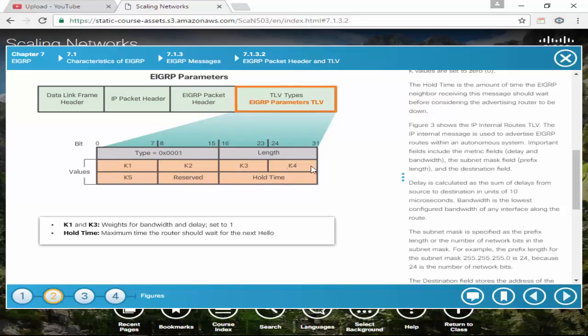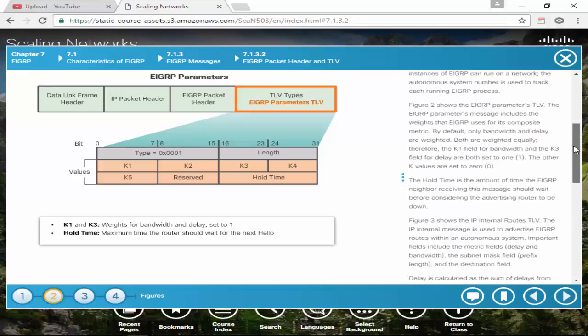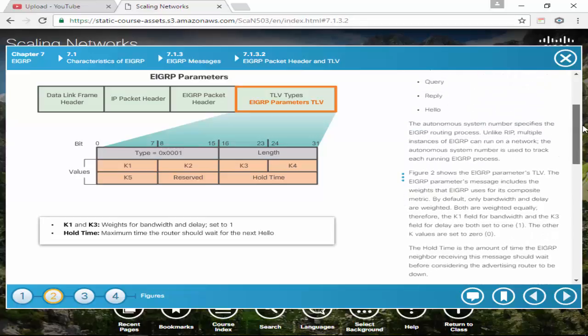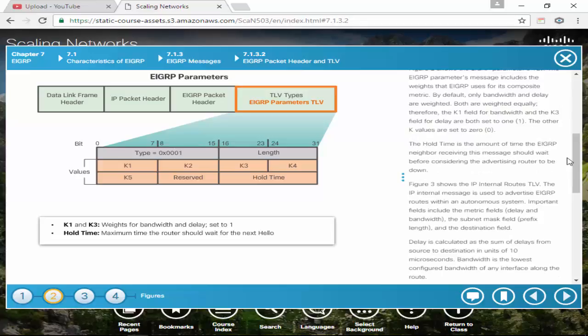So then we come to the K values, right? Our K values are, let's see, we have bandwidth and delay by default, so it's K1 and K3. K1 is bandwidth, K3 is delay. Then let's see if I can remember off the top of my head without looking. It is bandwidth, delay, reliability. It's the things that you see when you do a show interface: bandwidth, delay. I think maybe MTU is one of them, and finally reliability, something like that.